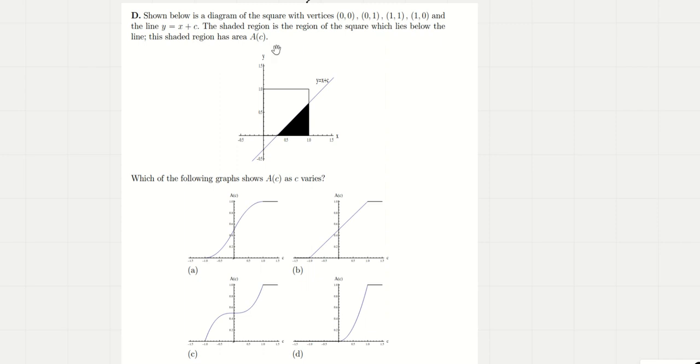Shown below is a diagram of the square with vertices (0,0), (0,1), (1,1) and (1,0), and the line y equals x plus c, and this shaded region which lies below the line y equals x plus c is an area A. It's just the area of this square. And they want to know which of the following graphs shows A, the area, as C varies.